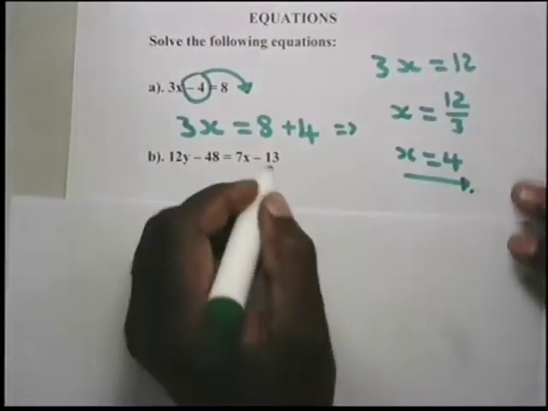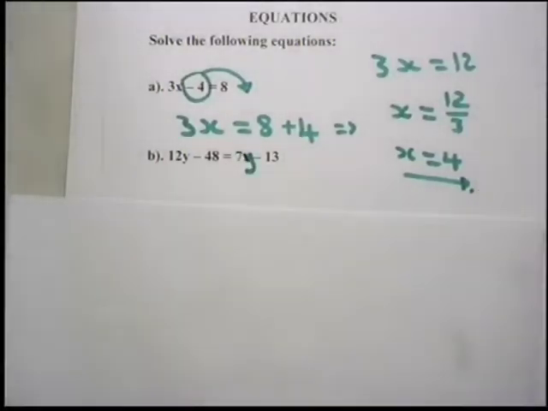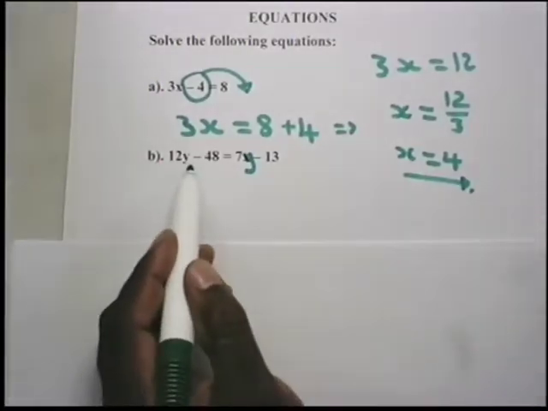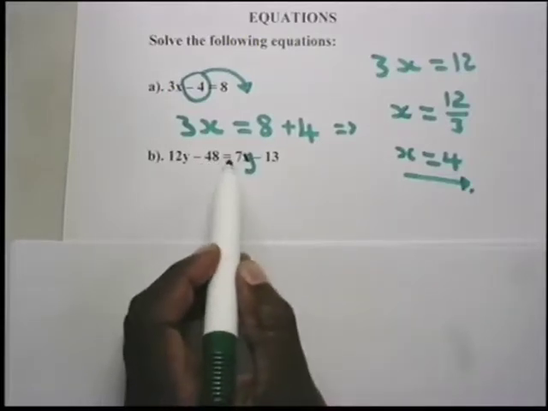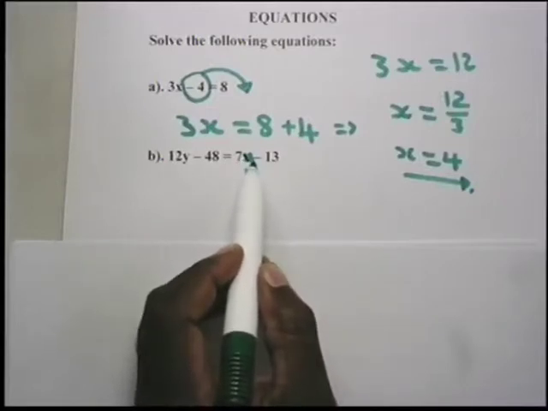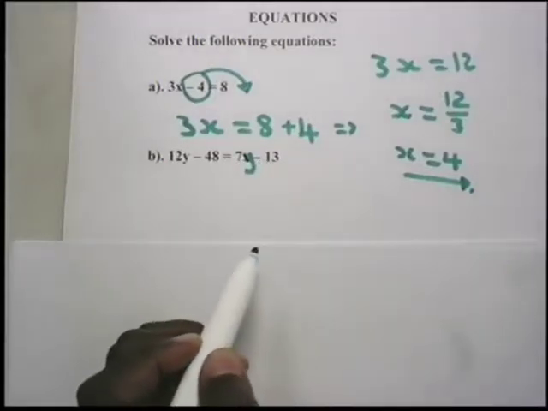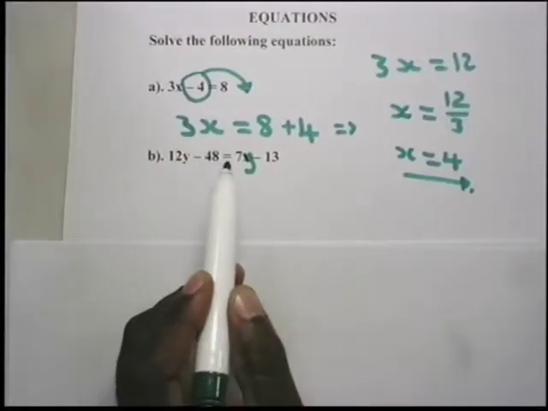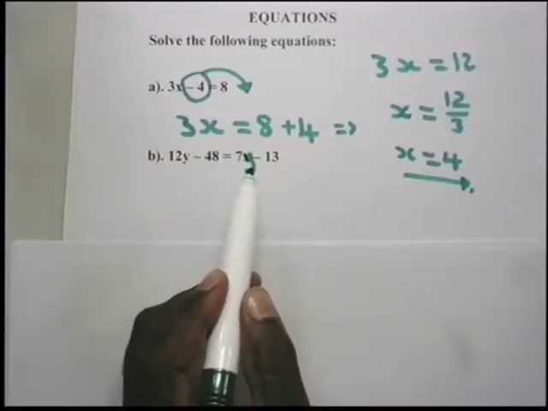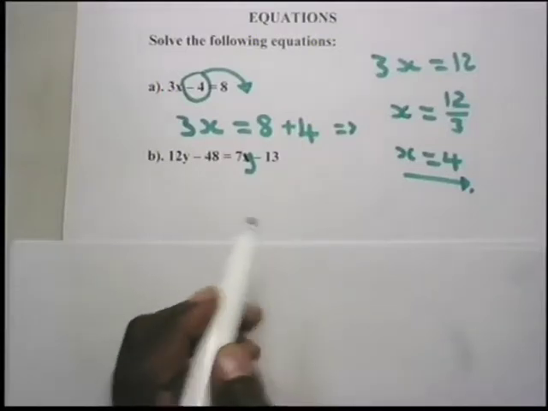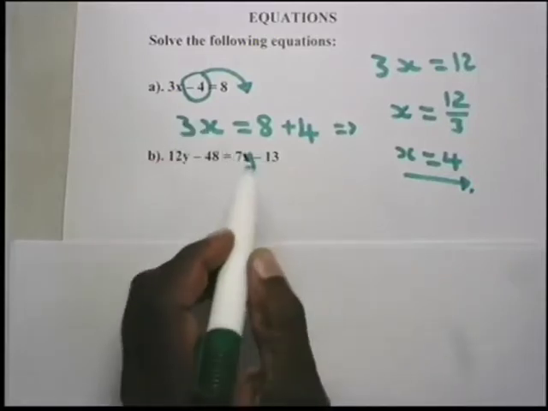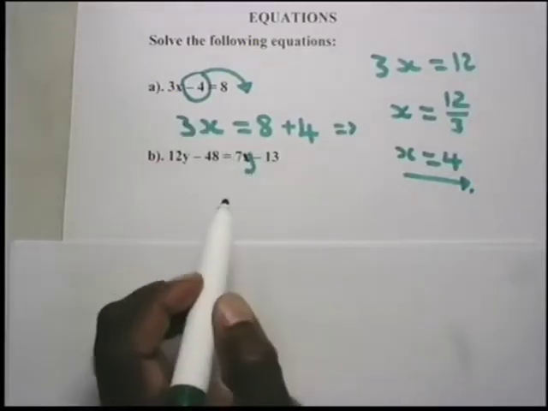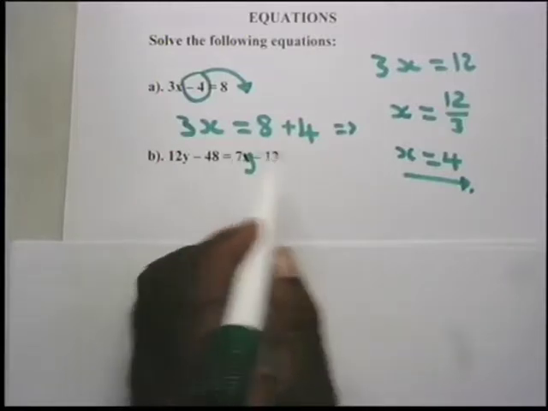Sometimes we have unknowns on both sides of the equation. Now suppose we have 12y minus 48 equal to 7y minus 13. So what we need then to do is to take all the terms that involve the y's to one side of the equal to sign and the numbers to the other side.